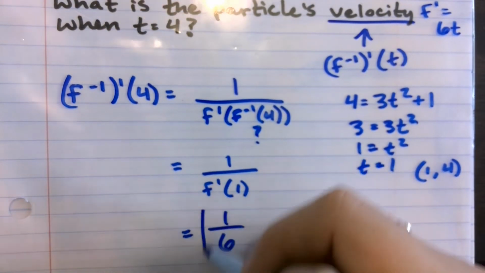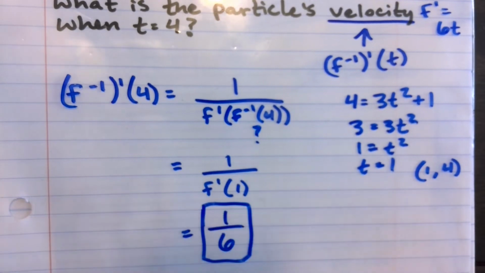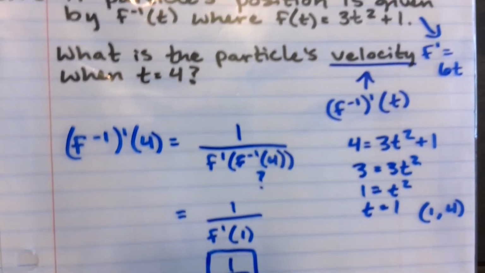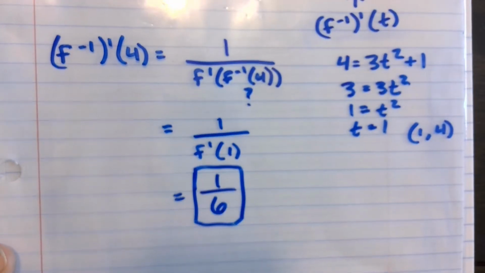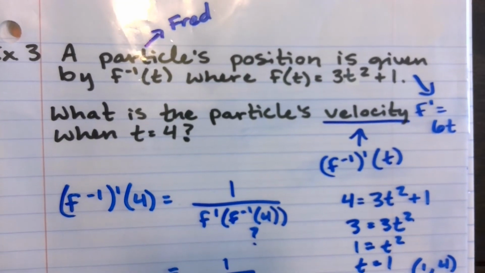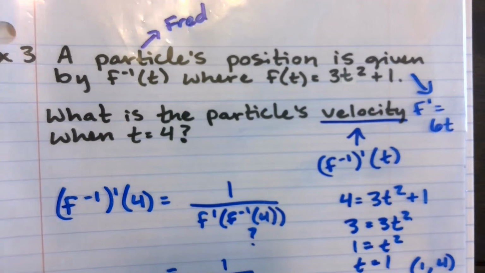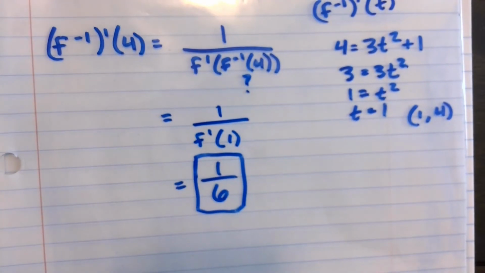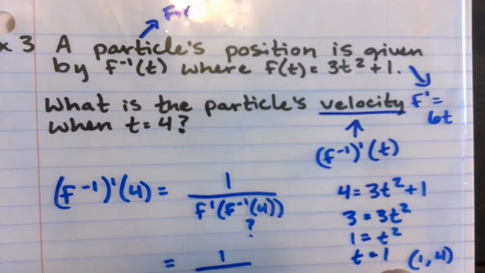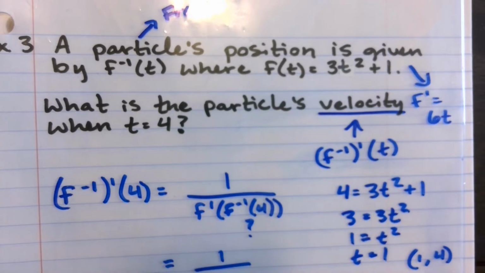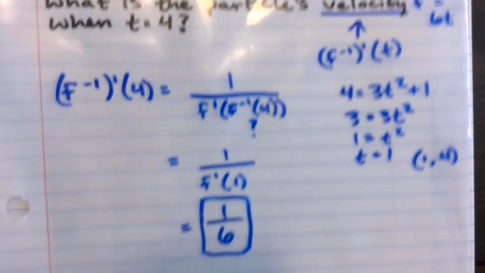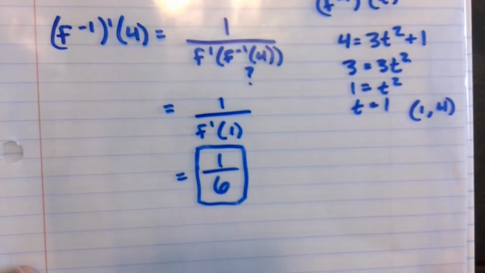We did end up with that answer before. That is just a coincidence. I made up these numbers, so I am baffled. 1/6 happened again. So this would tell us that Fred's velocity when t equals 4 is 1/6. I don't know what units we're talking about here. Something per second, probably. Feet per second. It's pretty slow.